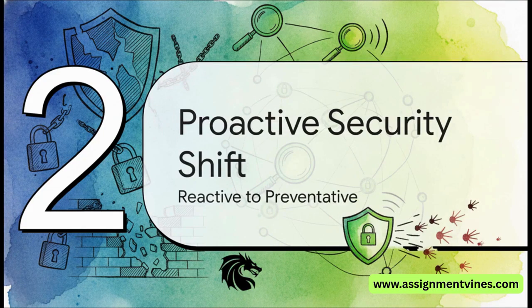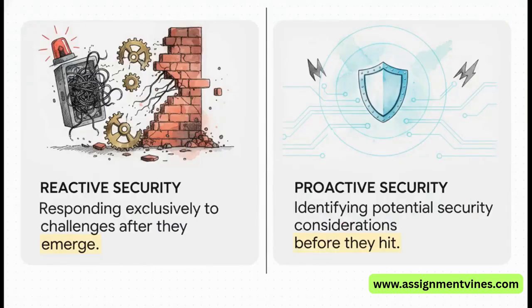Moving right along to Section 2, the proactive security shift from reactive to preventative. I want to ask you directly, does your organization sit around waiting for a breach to respond? Or do you actively hunt for vulnerabilities well before they become threats? Now, what's really interesting about this is the stark contrast in how organizations operate today. Reactive security means responding exclusively after a challenge emerges, which is basically like waiting to check your car's brakes until you're already crashing into a wall.